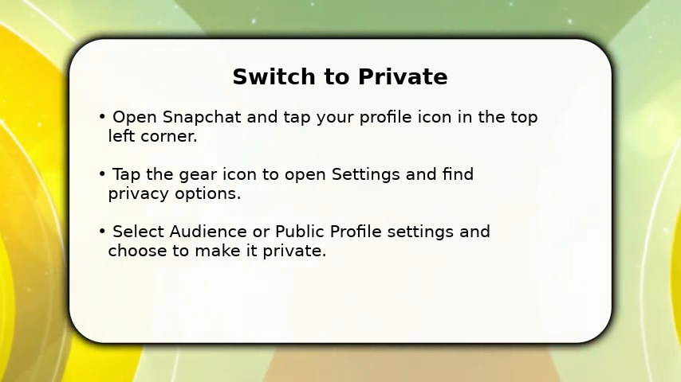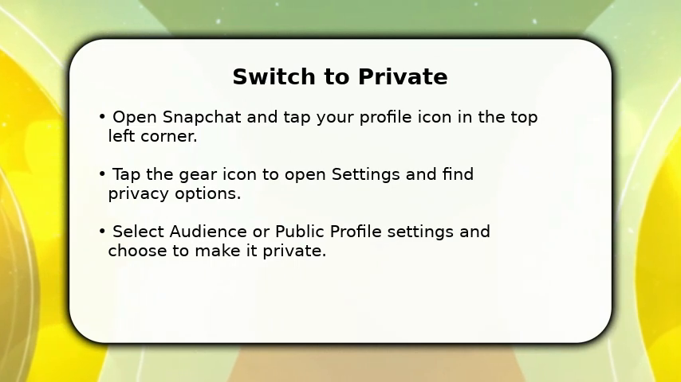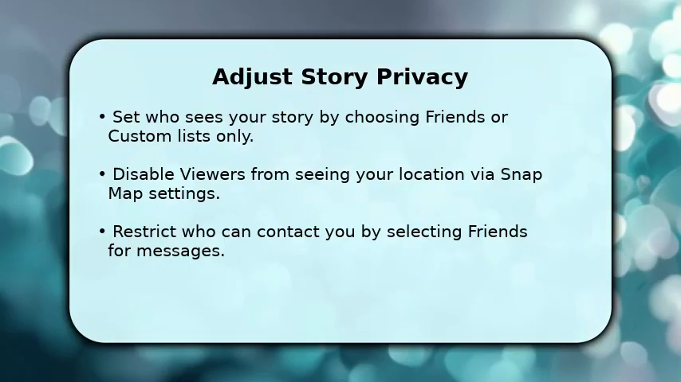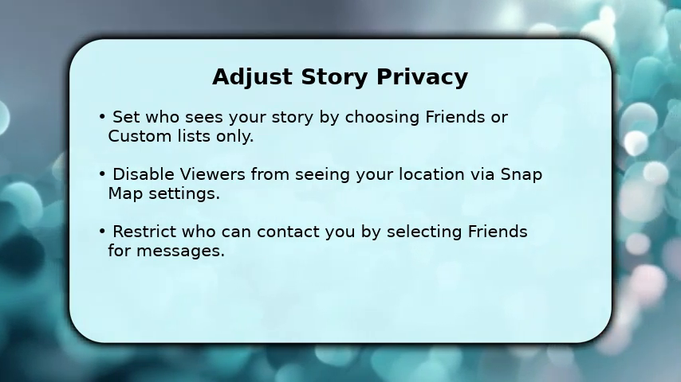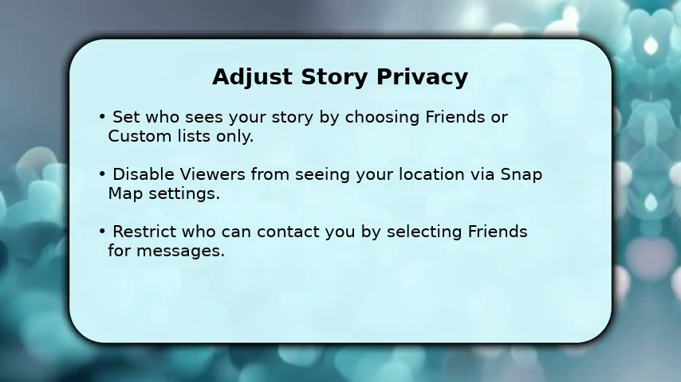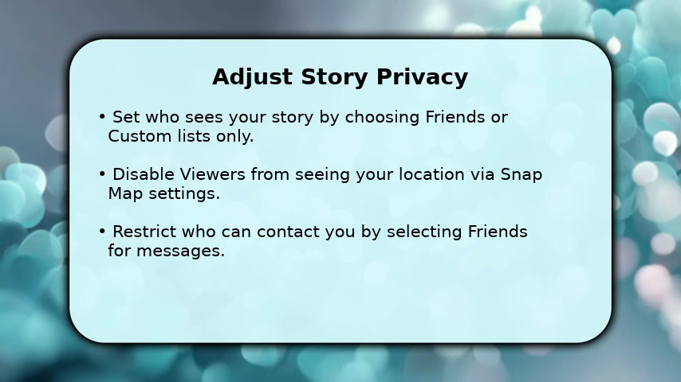Check your connections and remove anyone you do not want as a friend to keep privacy tight. Switching story and contact settings is key to making a public account private. Go to Story Settings and choose Friends or Custom so only chosen people see your snaps.